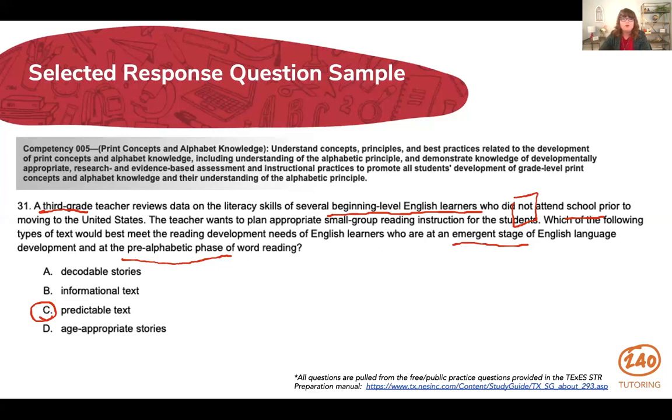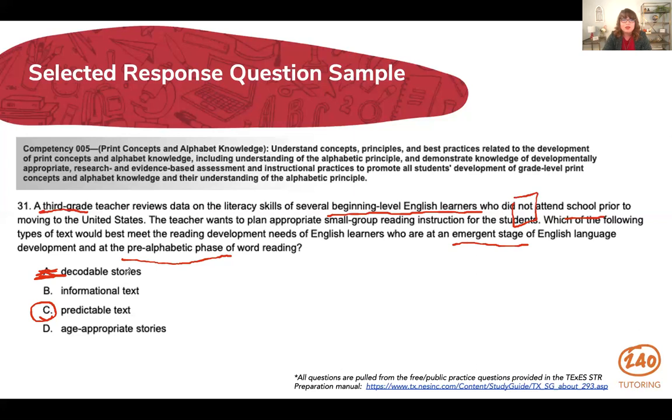In order for decodable stories to be correct, students would need some basic literacy skills. In order to decode, they have to have some basic literacy skills, knowledge of letters and sounds and all of that. So A is not appropriate because they don't have those skills yet.